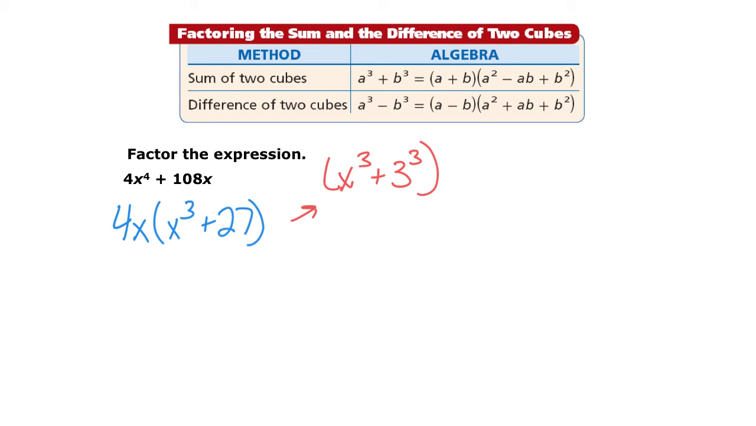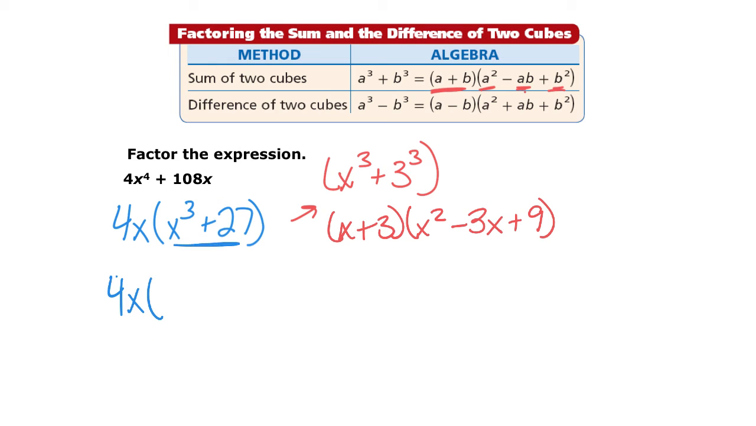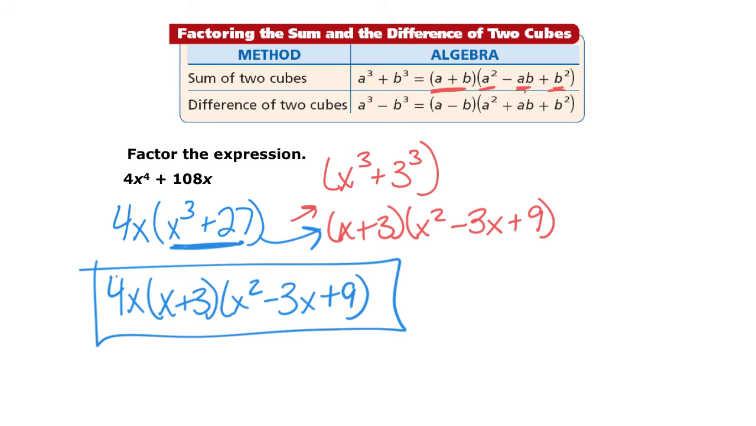So when I factor this out, this is going to be x plus 3, that's the a plus b part, times a squared, so that would be x squared, minus a times b, so that's 3x, plus b squared, so that's going to be 3 squared, or 9. And so I could rewrite this as 4x, I still have that, but this is a sum of cubes, which we just did right here. And so my final answer is all of this.